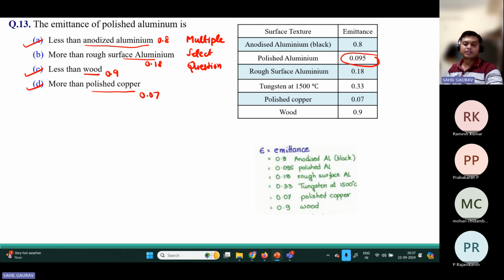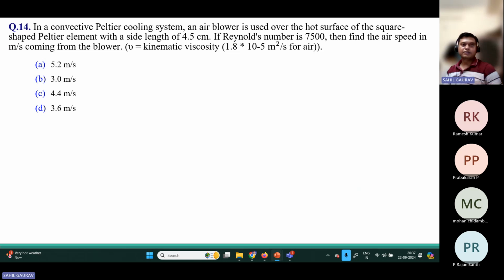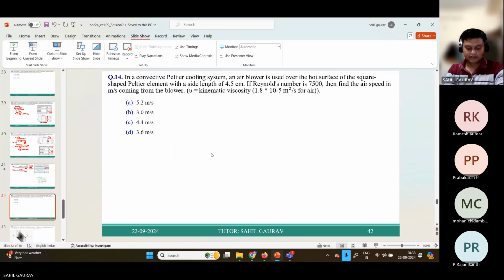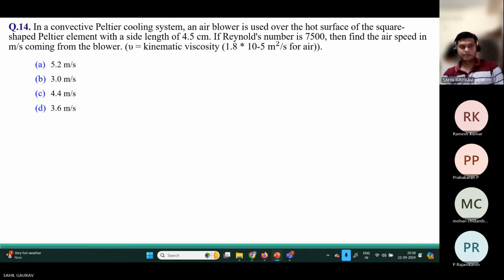Now coming to the next problem. In a convective Peltier cooling system, an air blower is used over the hot surface of the square-shaped Peltier element with a side length of 4.5 centimeter. If Reynolds number is 2500, then find the air speed in meter per second coming from the blower. So we have to use the expression for forced cooling system.